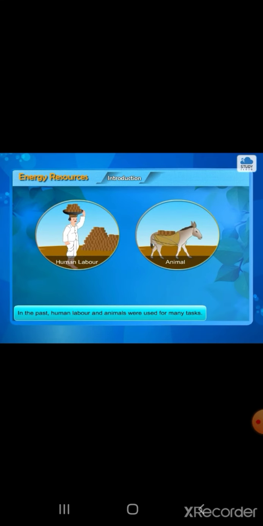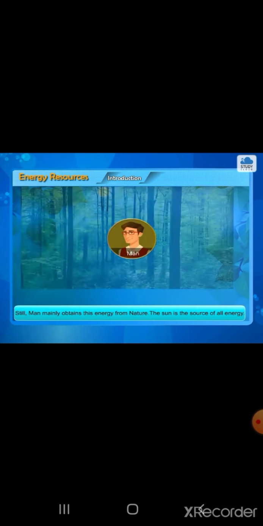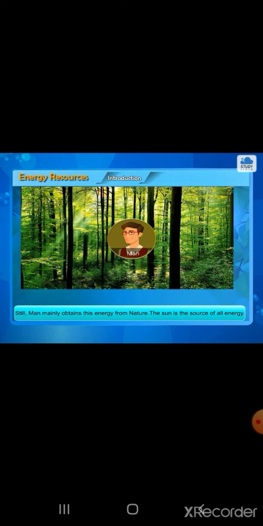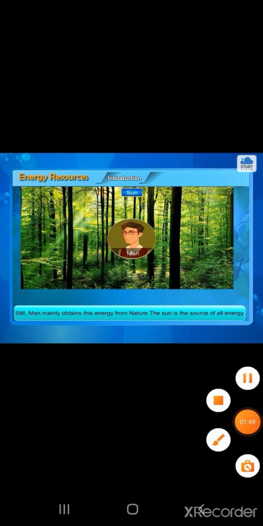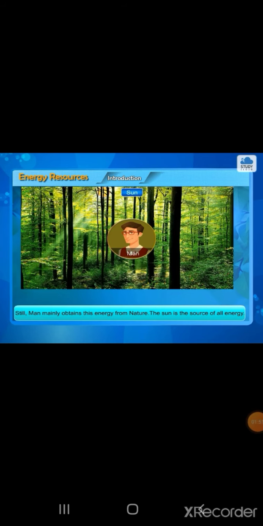In the past, human labor and animals were used for many tasks. Gradually, man's needs increased, and with it, several changes took place in the use of energy resources and devices. Still, man mainly obtains this energy from nature. The sun is the source of all energy.